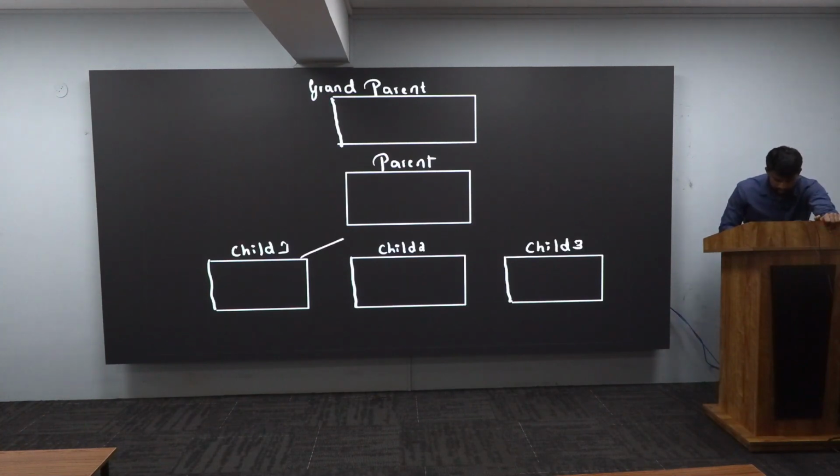Child 1 is extending the parent. Child 2 is extending the parent. And child 3 is also extending the parent. But at the same time, parent is also extending the grandparent. Well good. So let me give one property here, that is height. Let me give one behavior as eat, like this.